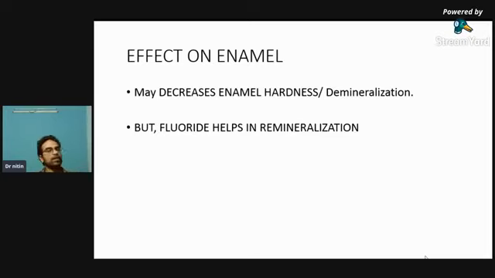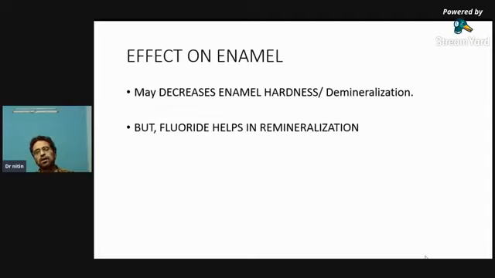So the first is the effect on enamel. What does it do to enamel? It decreases enamel hardness and causes demineralization. As we saw in the previous slide, the tendency of demineralization is there. A lot of studies have been done. Some studies show there is no effect on enamel hardness and demineralization, but some studies show they have affected enamel hardness and caused demineralization.